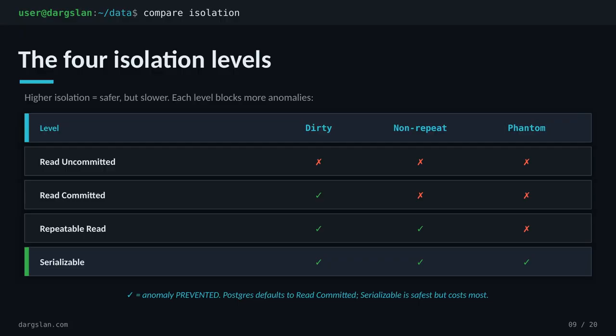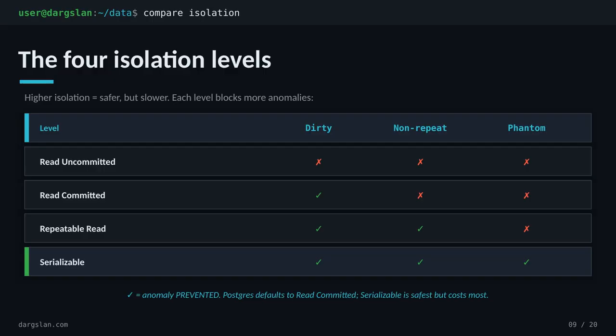The SQL standard gives us 4 isolation levels, and they form a clean ladder. Each rung blocks one more anomaly. Read uncommitted lets everything through. Read committed shuts the door on dirty reads. Repeatable read also pins your rows so they can't change mid-transaction. And serializable goes all the way, behaving as if transactions ran one after another. The trade-off is real, though.